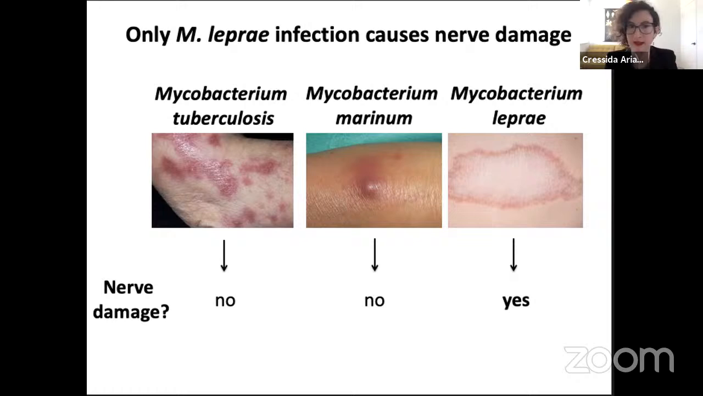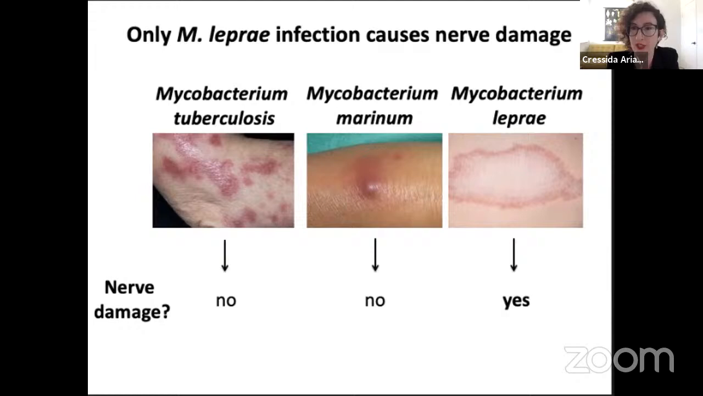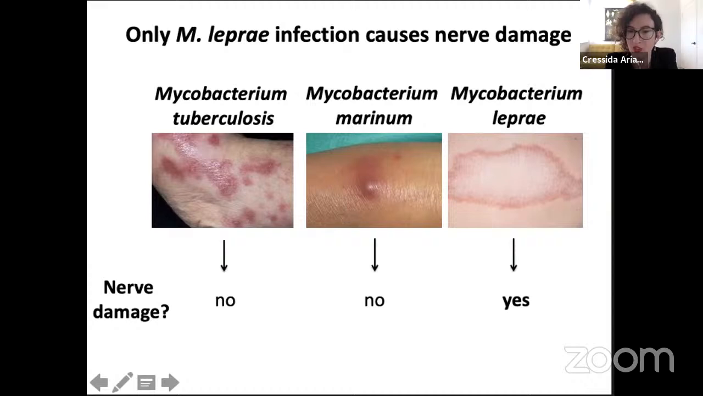Humans that are handling a lot of fish or seafood can occasionally get skin infections by Mycobacterium marinum, and they form these nodules, but there's no nerve injury within these nodules. It really only is Mycobacterium leprae that causes these unusual red skin lesions that contain damaged nerves. And so it seems like there's something unusual about M. leprae specifically that's causing or contributing to the nerve injury.